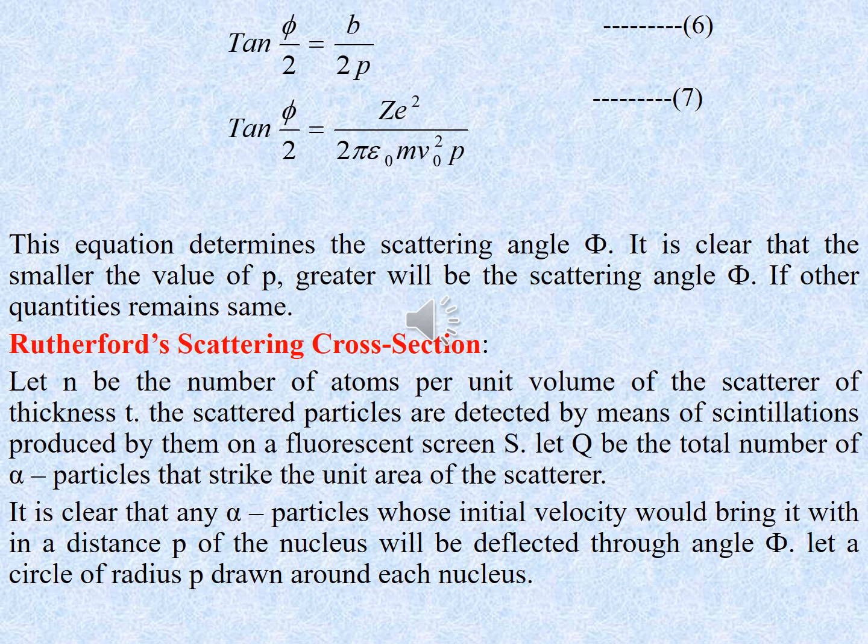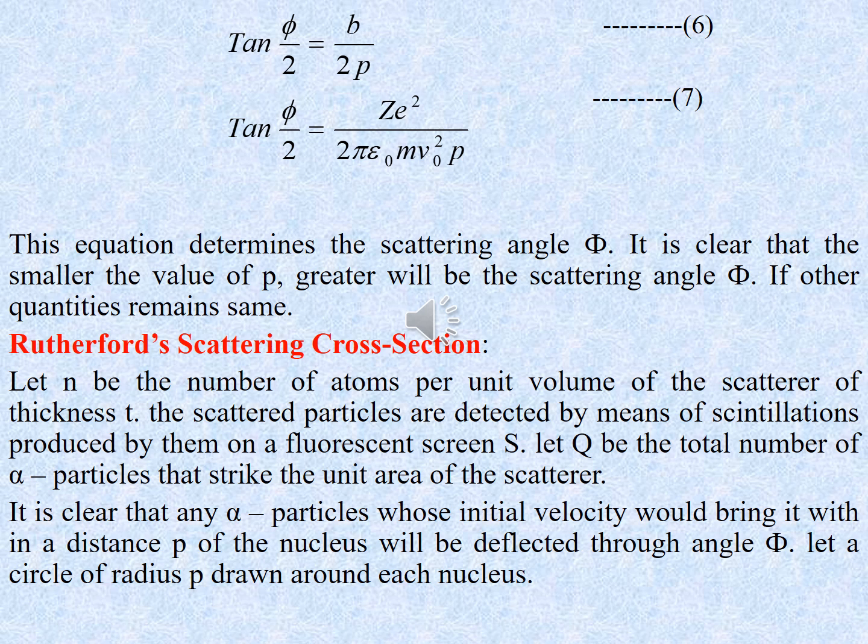tan φ/2 is equal to b/2p. Substituting the b value here, tan φ/2 is equal to Ze²/(2πε₀ m v₀² p). This equation determines the scattering angle φ. It is clear that the smaller the value of p, the greater will be the scattering angle, if other quantities remain the same. Next one, Rutherford's cross section.